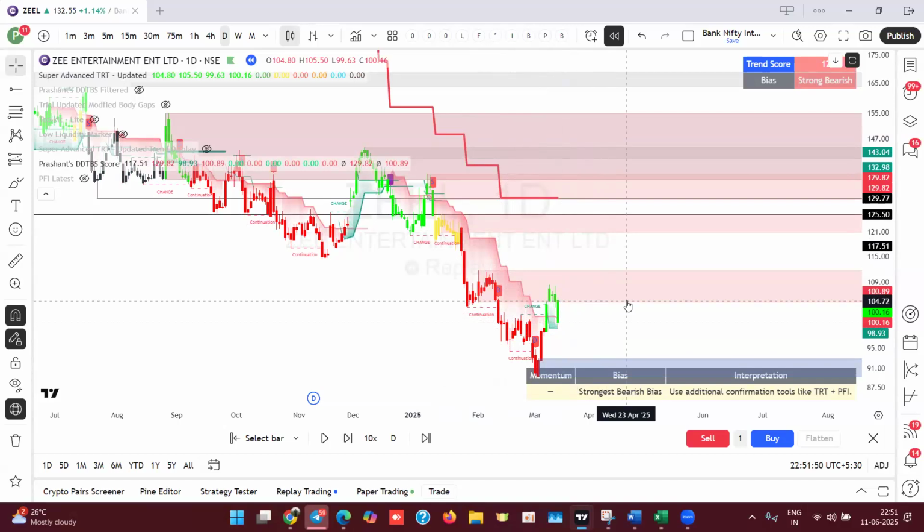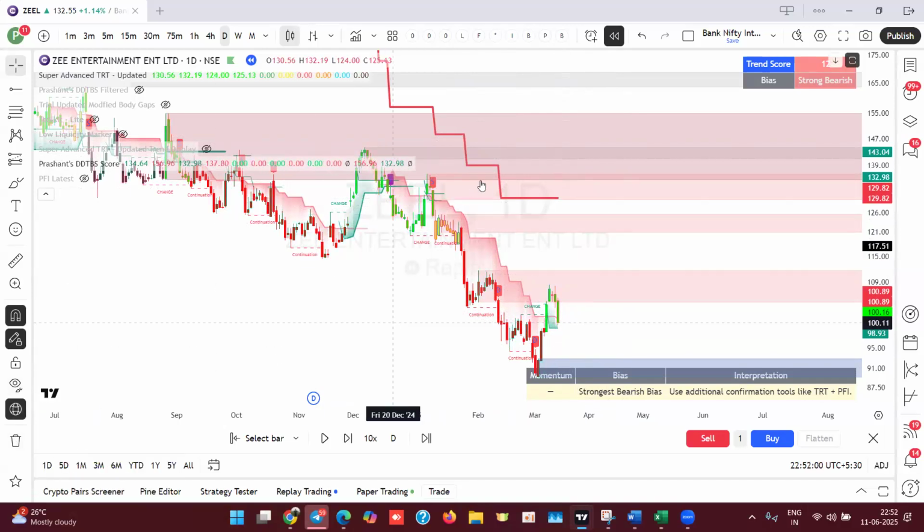Sir, got it, the red thick line should be far away. It means the last gap down occurred long back. That is the interpretation. Yes, yes. So this is looking like six times back. Okay.